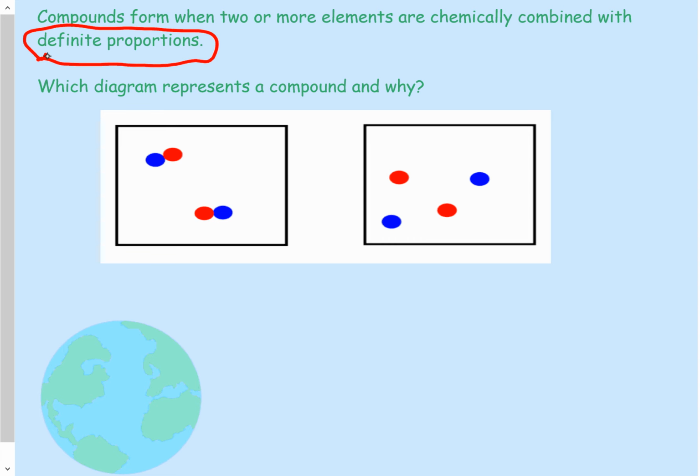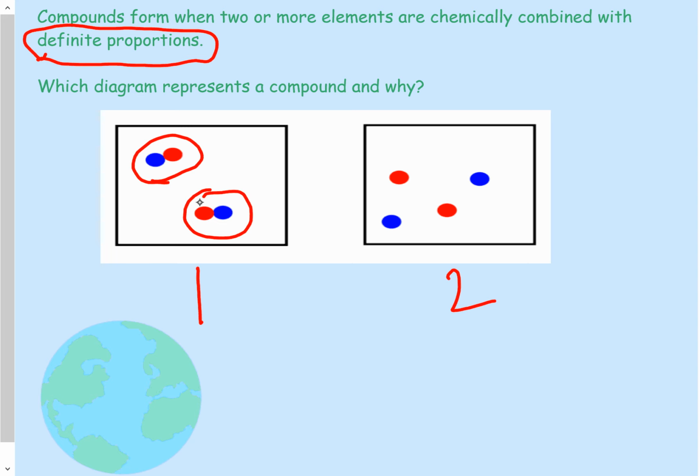So the question is, which diagram represents a compound and why? Look at the first diagram and then we'll look at diagram number 2. For the first diagram, I noticed that I have a red and blue circle. They're connected with each other. And it seems like I only have one pattern, meaning I have the pattern of a red circle connected to a blue circle. And that's a compound.